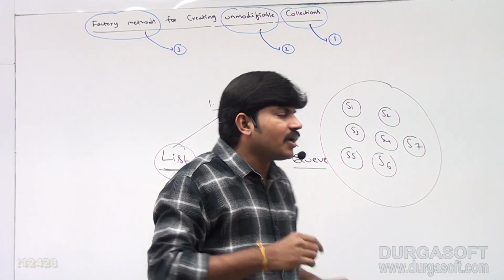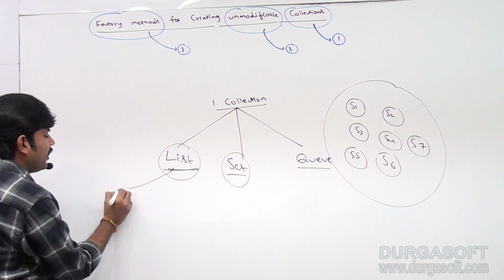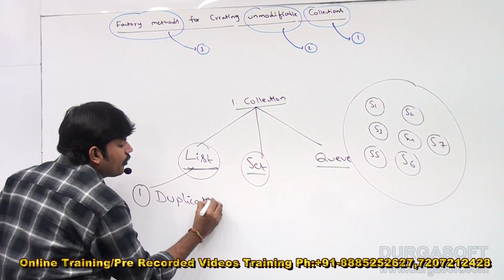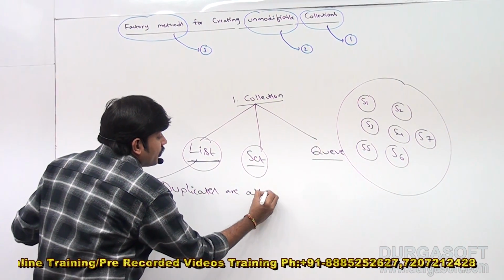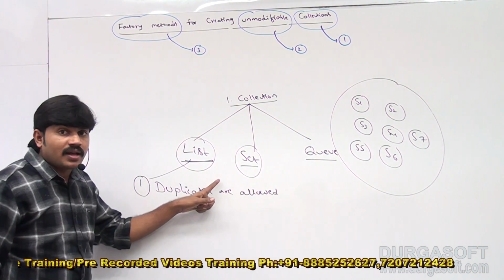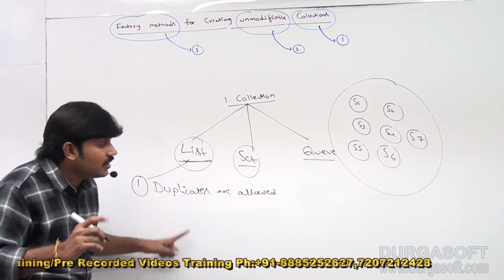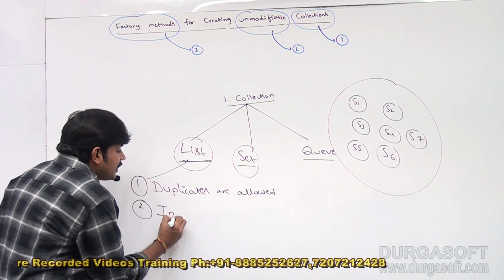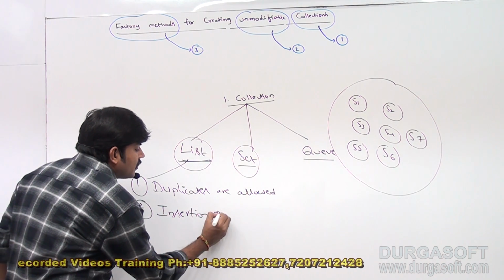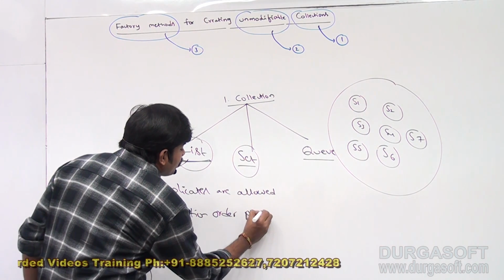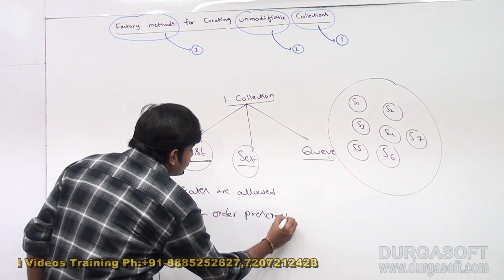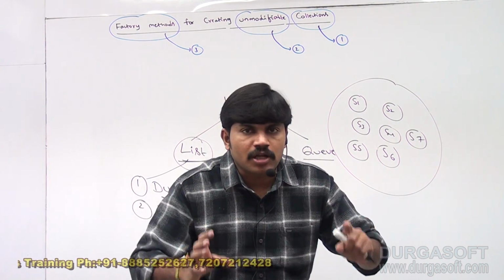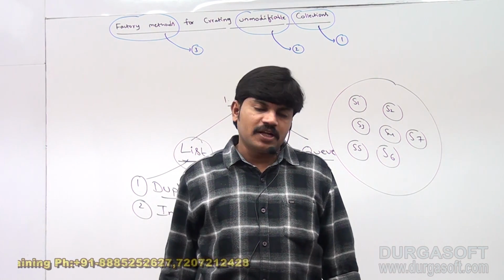But the speciality of list is, have you observed? The first point, duplicates are allowed. Remember this one, sir. Duplicates are allowed or not? Yes. In the case of list, duplicates are allowed. Second one, sir, insertion order preserved. Remember this one. Insertion order preserved, sir. So if you want duplicate objects in your collection, duplicates are allowed, no problem at all.